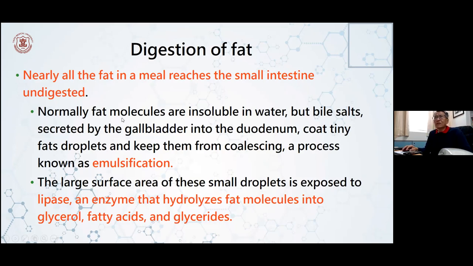So normally the fat molecules are insoluble in water. So this is the bigger problem for the fat digestion. But bile salt, secreted from the gallbladder into the duodenum, will coat the fat droplet, and this process is called emulsification. So the large surface area of these small droplets is exposed to the lipase, and after the emulsification, the fat can be slightly soluble in the water, and the lipase is an enzyme that can hydrolyze the fat molecule into the fatty acid and the monoglyceride. And these can be absorbed by the small intestine.